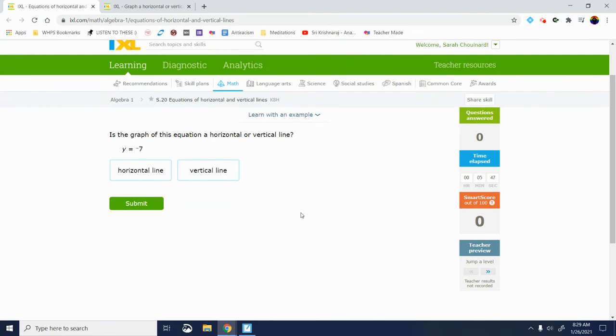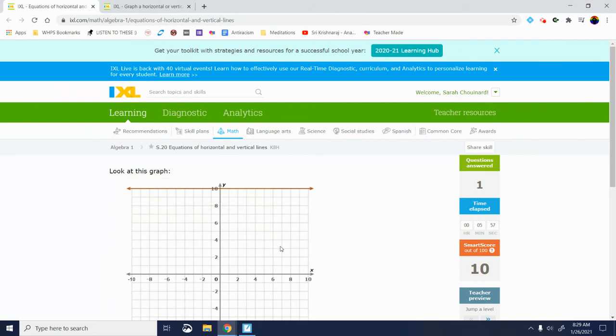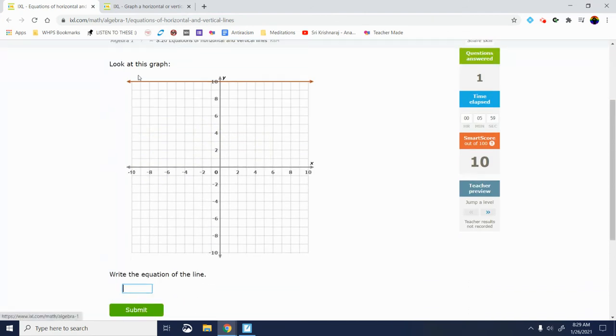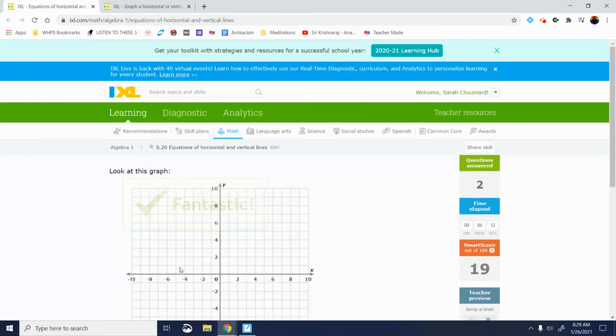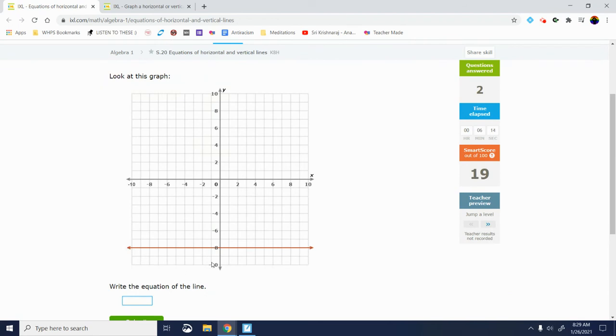So for this first one, they want me to decide if it's horizontal or vertical. Since it's Y equals, that's a HOI situation, so it's horizontal. To write the equation of this graph, since it's horizontal, that's going to be a Y equals equation, and the Y value it goes through is Y equals 10. So that's my equation. Another horizontal line, so it's going to be Y equals, because HOI, and it's going through -8, so it's going to be Y equals -8.